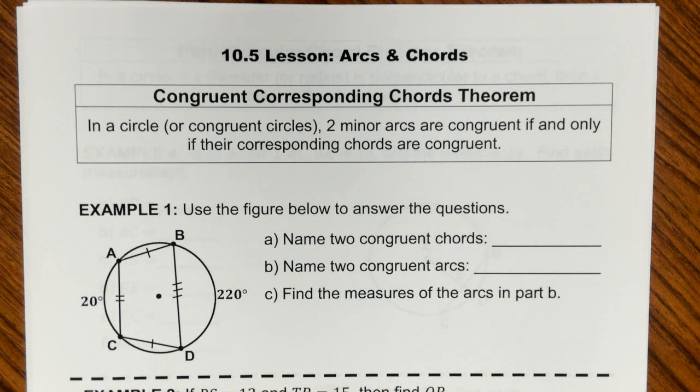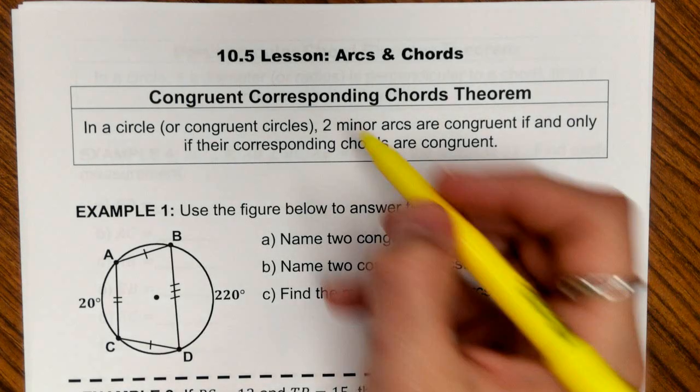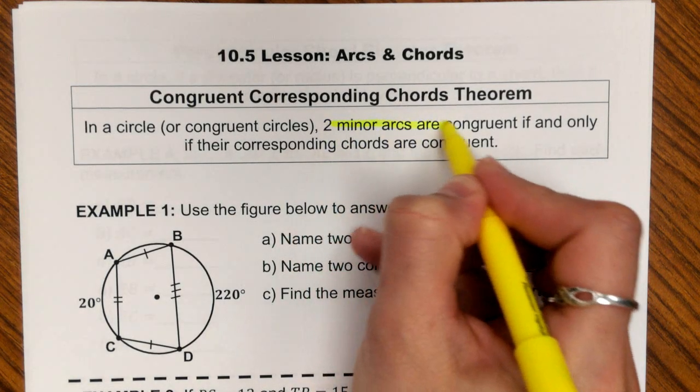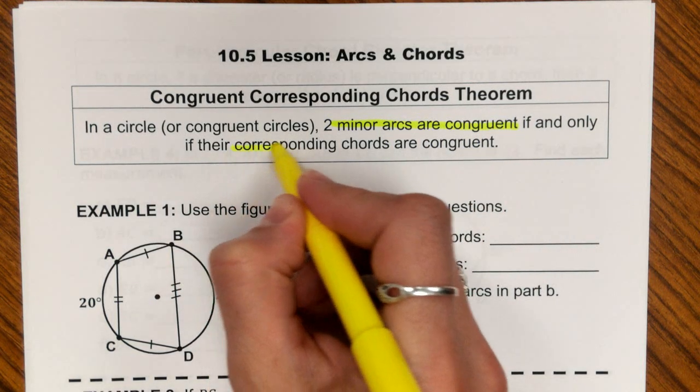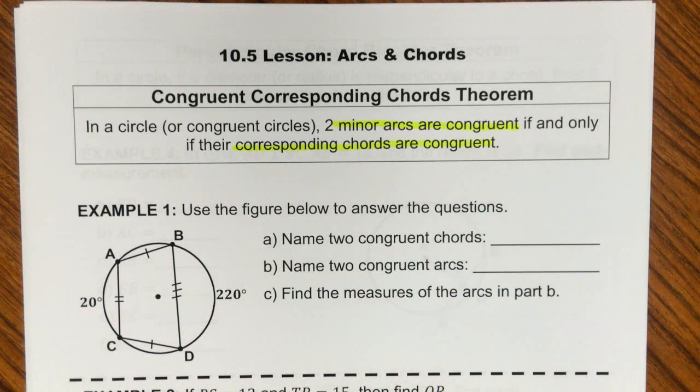10.5 lesson, we're going to talk more about some arcs and chords. We have another theorem to talk about, always in math and geometry. In a circle or two congruent circles, two minor arcs are going to be congruent if and only if their corresponding chords are congruent. Now remember what a chord is.